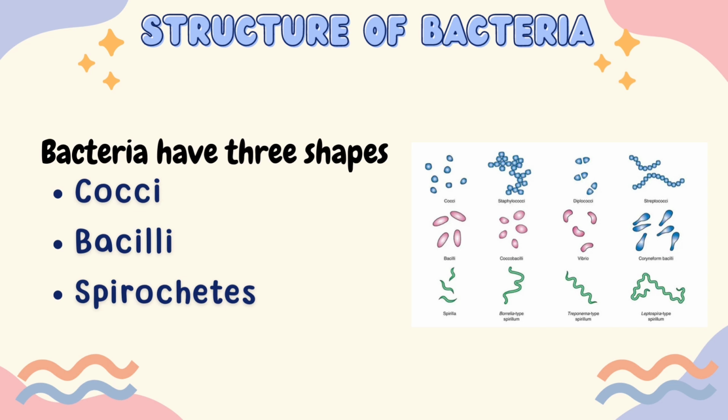So this is the diagram which shows the different shapes of the bacteria and how they are arranged. For example, if one cocci is there, we would call it monococcus, and if two cocci are there, then we'll call it diplococcus, and if the cocci are arranged in chains, then it is known as streptococcus, and many more forms are there. So there are basically three shapes.